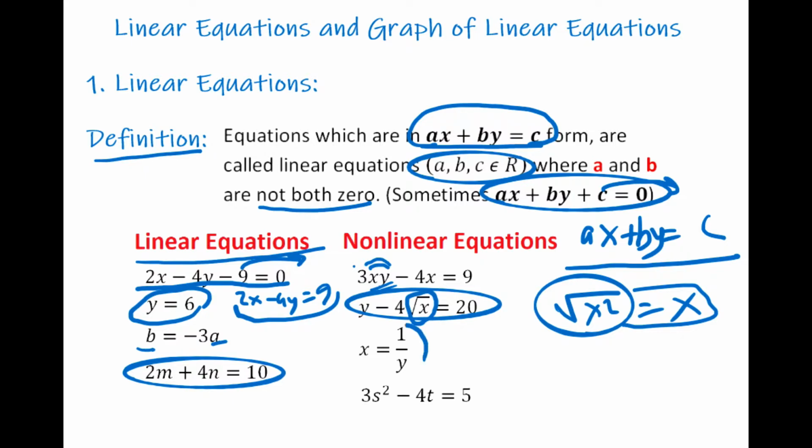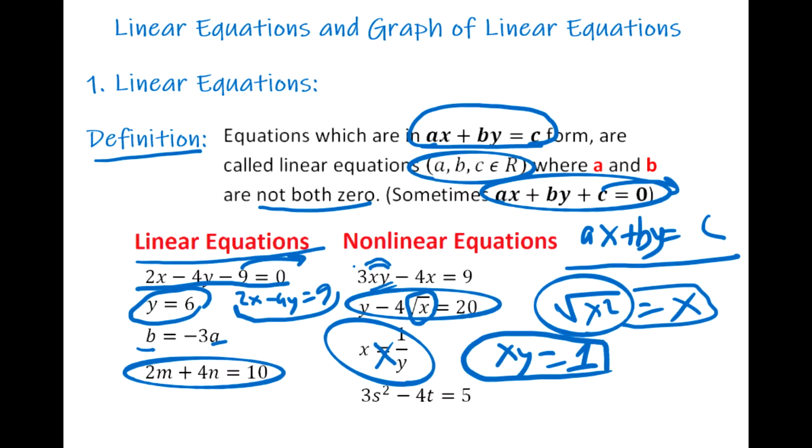And the same thing is here. This is not a linear equation. Why? Because if you apply the cross product here, xy is 1. It becomes in this form, and that is not a linear equation as well. The same thing is true for the last one, 3s squared. Because of that s squared, it is not a linear equation.